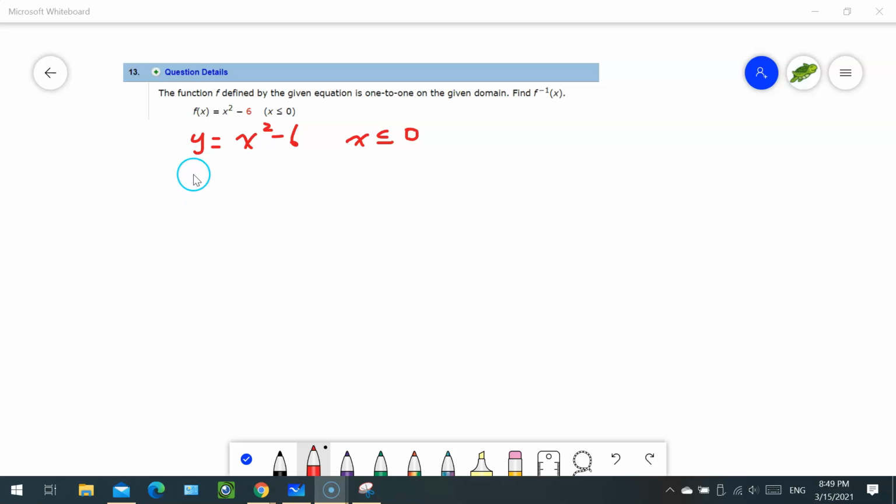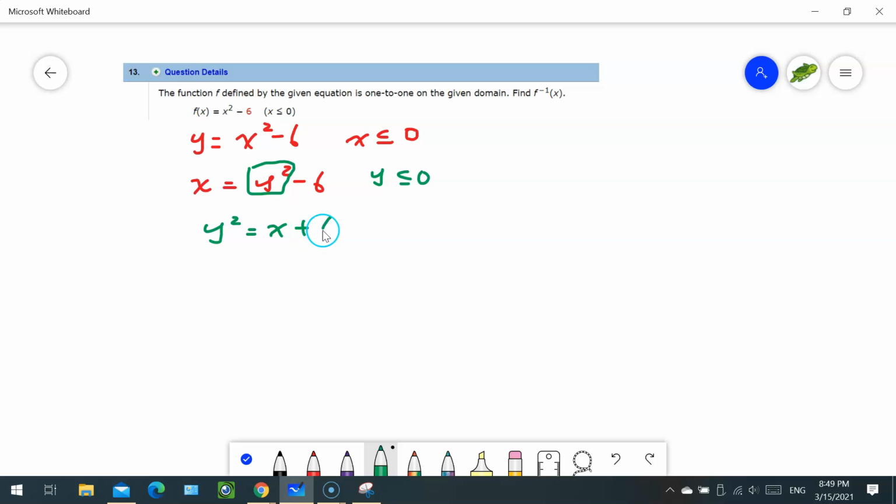Now we interchange x and y. So x equals y squared minus 6. Interchange x and y, that means this x value restriction changes to y less than or equal to 0. Now we solve for y. So y squared equals x plus 6, and y is less than or equal to 0.